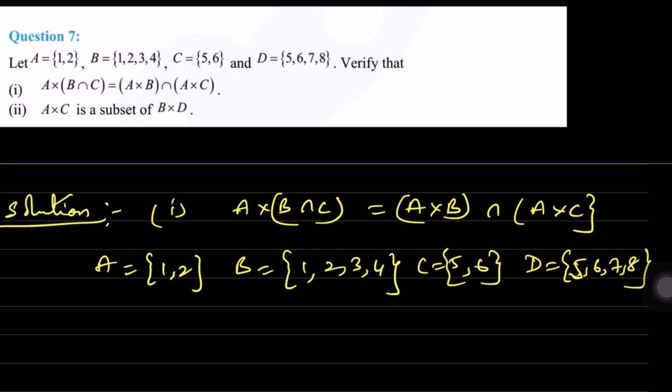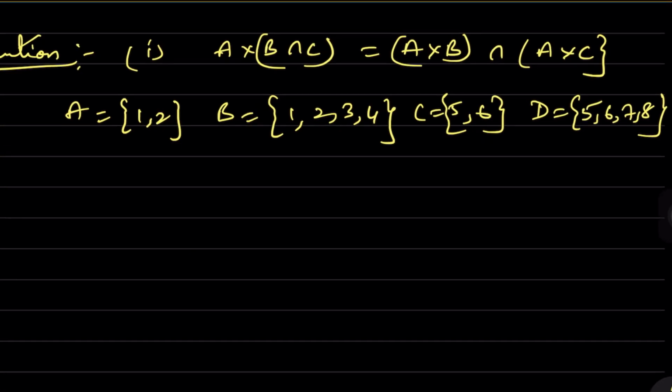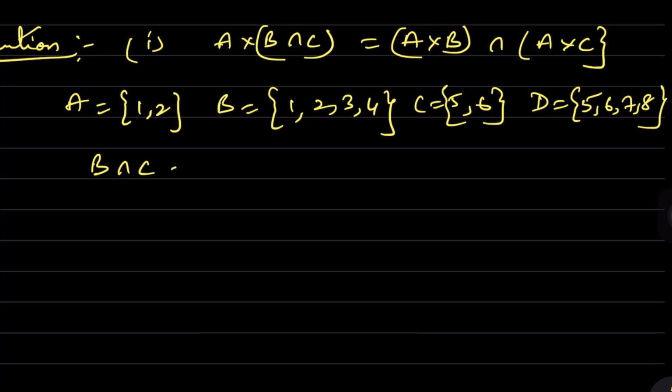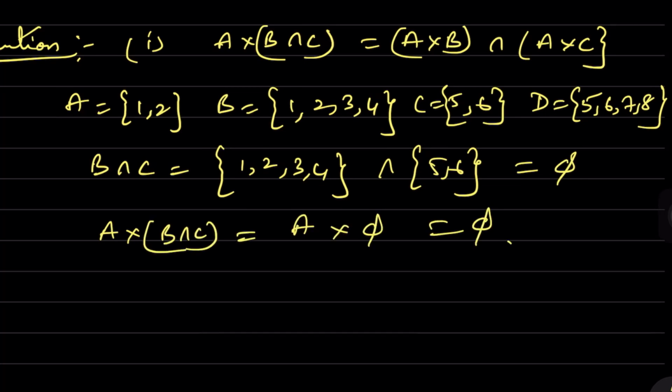We are given A, B, C and D. We have to find out first B intersection C, which is {1, 2, 3, 4} intersection {5, 6}. Since there is nothing common in B intersection C, we take this as the empty set. Next we have A cross (B intersection C), which is equal to A cross the empty set, which is nothing but the empty set.